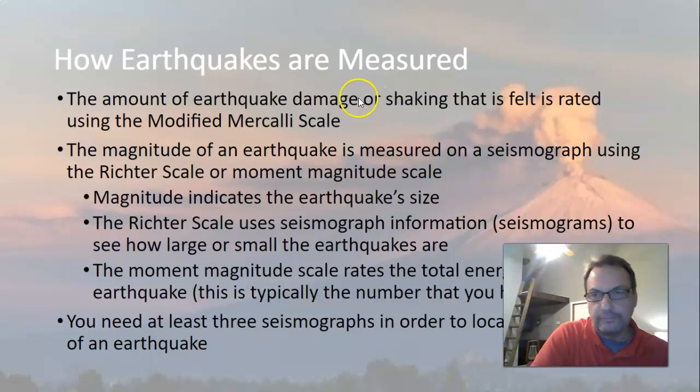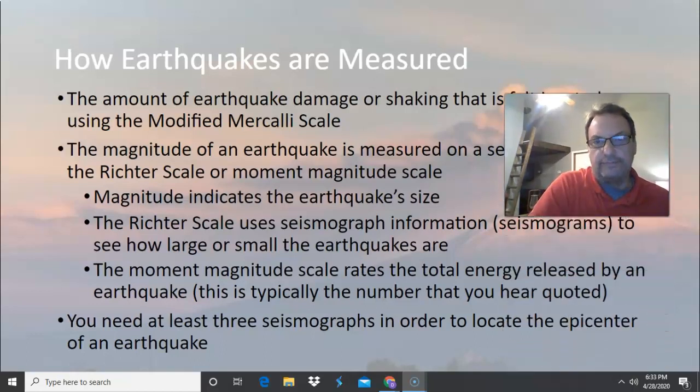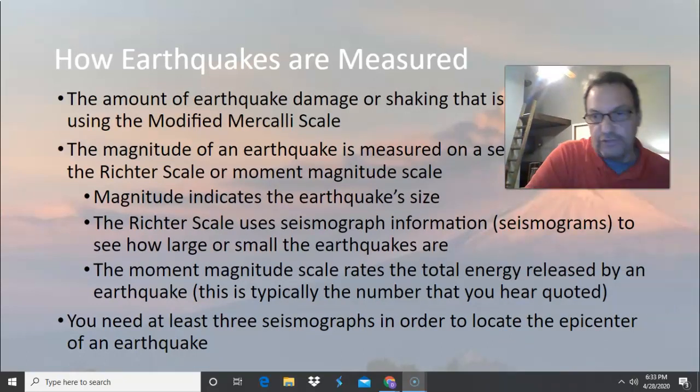Once again, let me move myself out of the way. The moment magnitude scale rates the total energy released by an earthquake. This is the number that you hear quoted a lot of times. If it's a really, really bad earthquake, they're going to give you a much higher number than one that's really, really low. The ones that we have around here may be a 2 or a 3, but you may have some as high as 7, and you certainly wouldn't want to have one as high as an 8 or so.